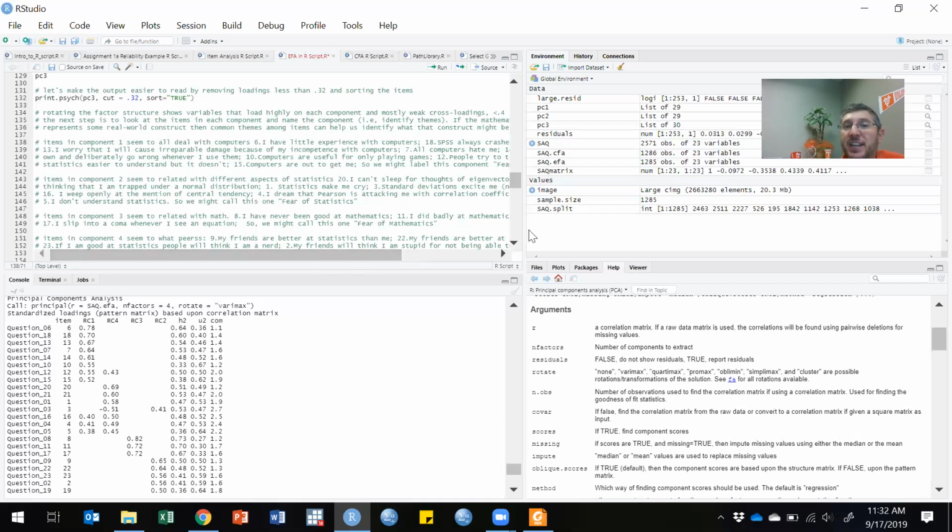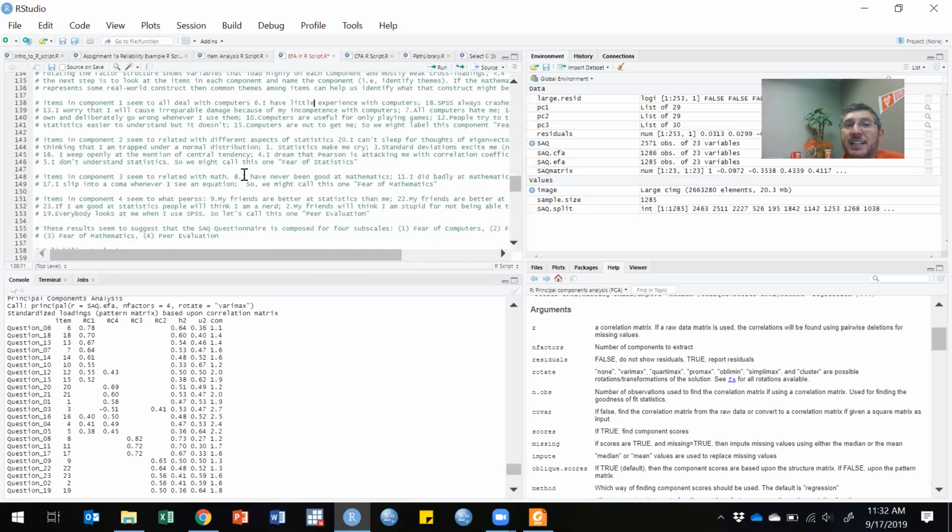Component 3 all seems to be related to math anxiety. I've never been good at math. I did badly at math in school. I slip into a coma whenever I see an equation. So maybe we'll call this one fear of mathematics.